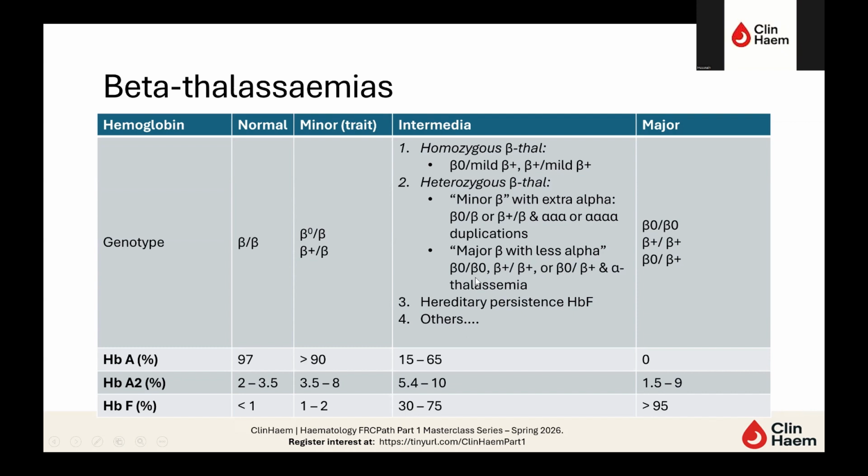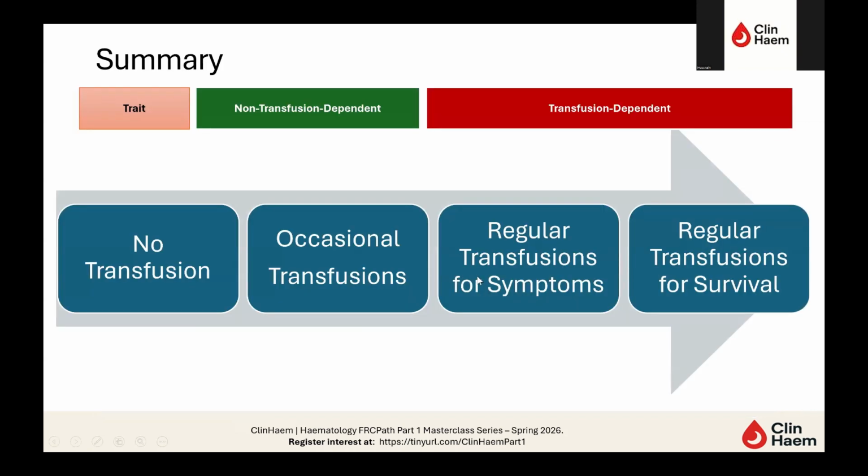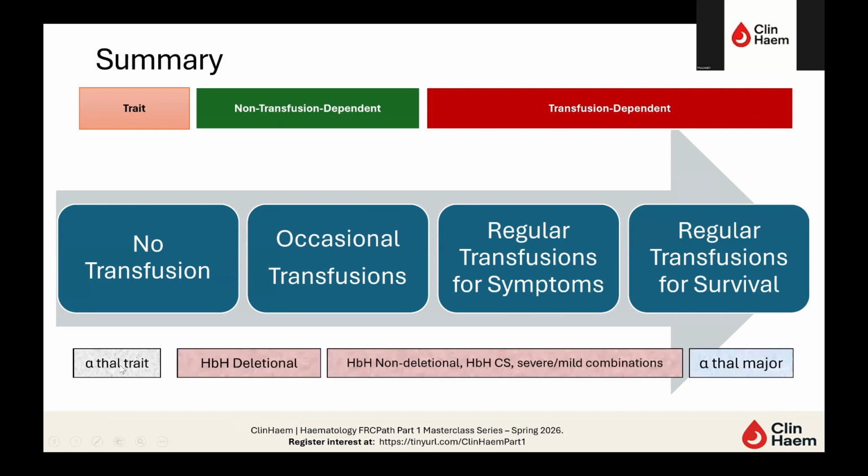questions on them afterwards. Now, this is a good summary slide if you don't want to know all of that, and I wish we could just do that. The person can be either a trait, non-transfusion dependent, or transfusion dependent, whatever their genotype is. In alpha, take alpha-thalassaemia trait, one mutation, of course, no transfusion. HPH deletional is on a spectrum, either no transfusions or occasional transfusions. HPH non-deletional, like Constant Spring, is on a spectrum, and is worse than HPH deletional.